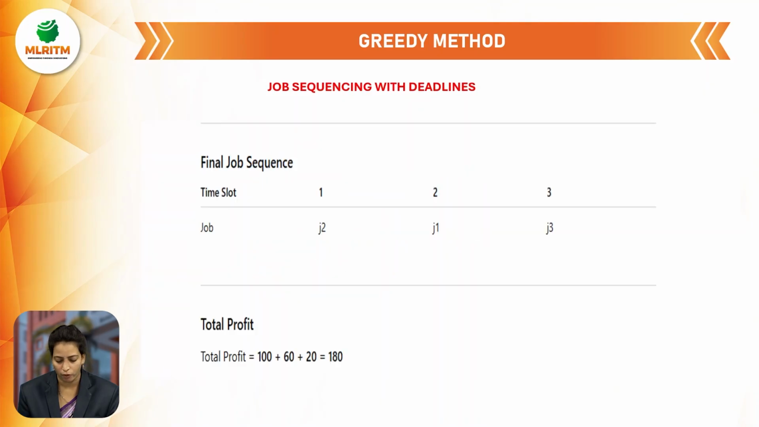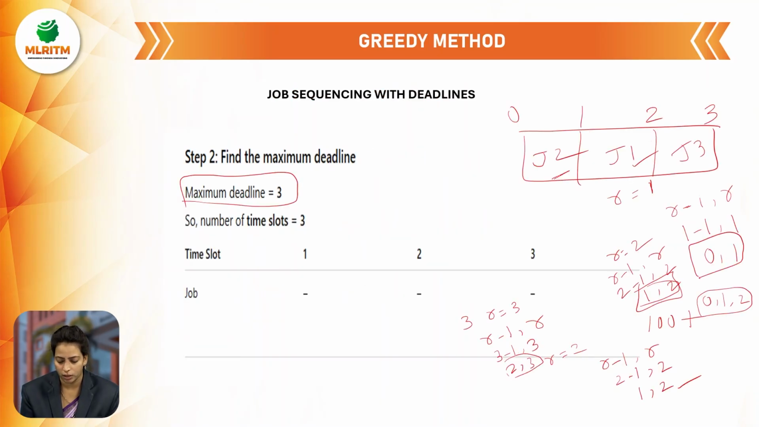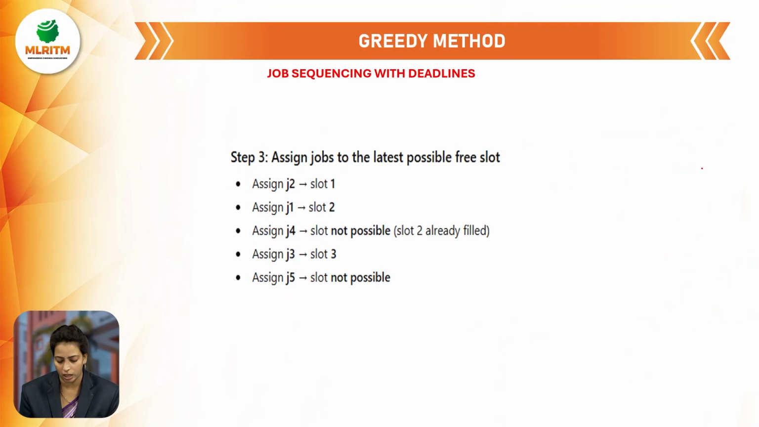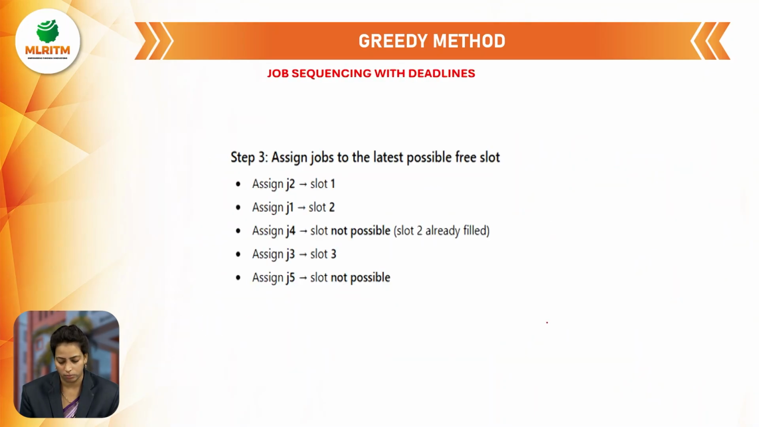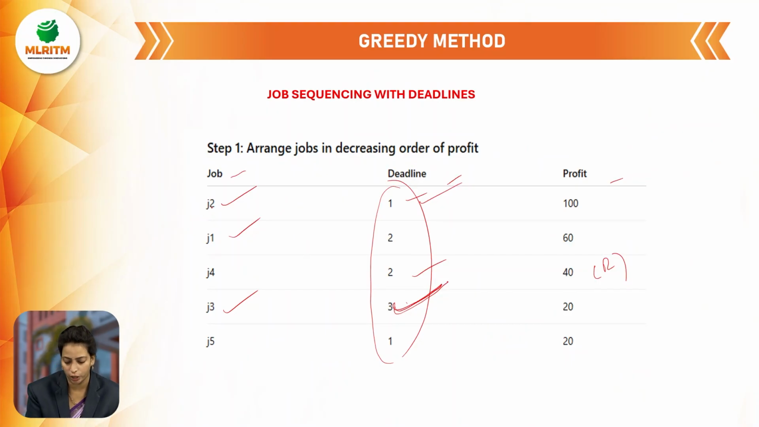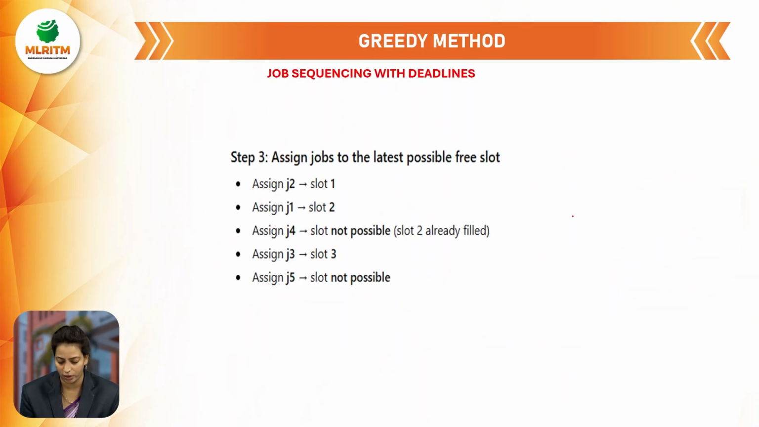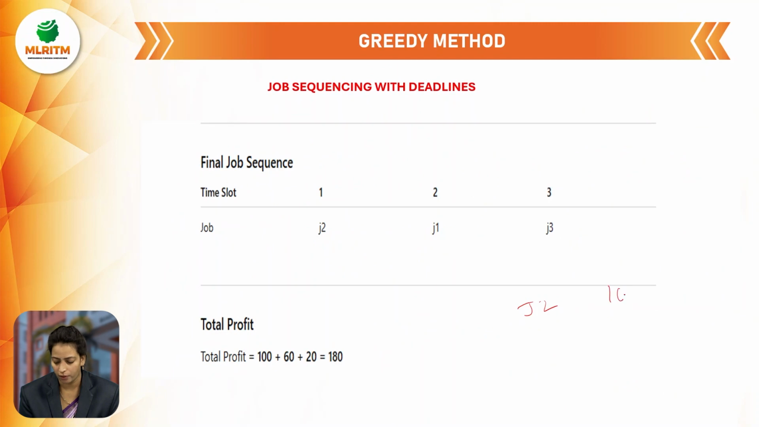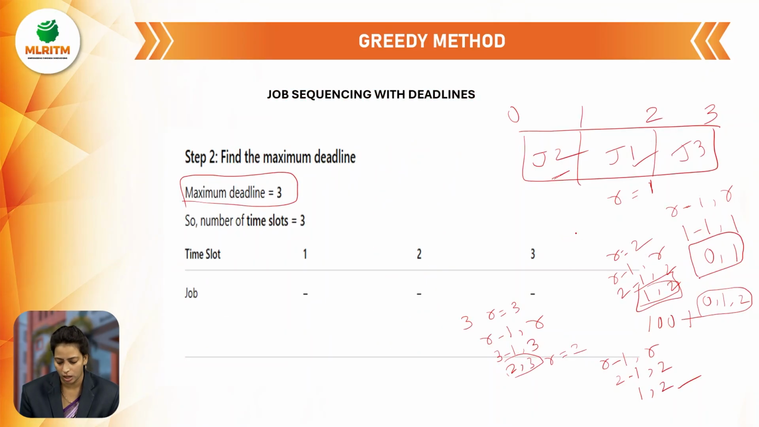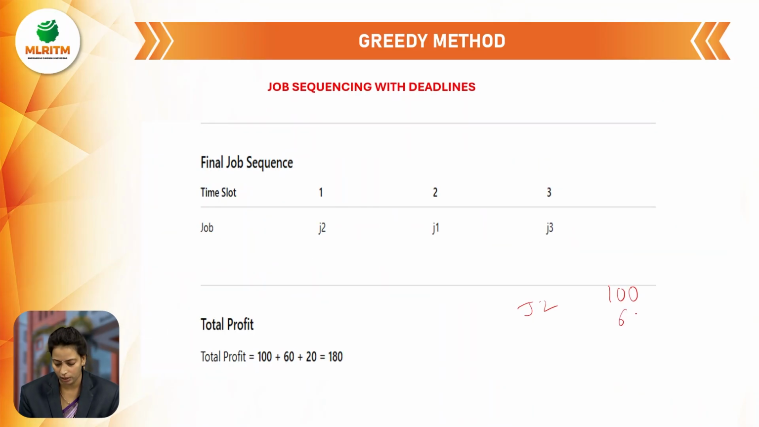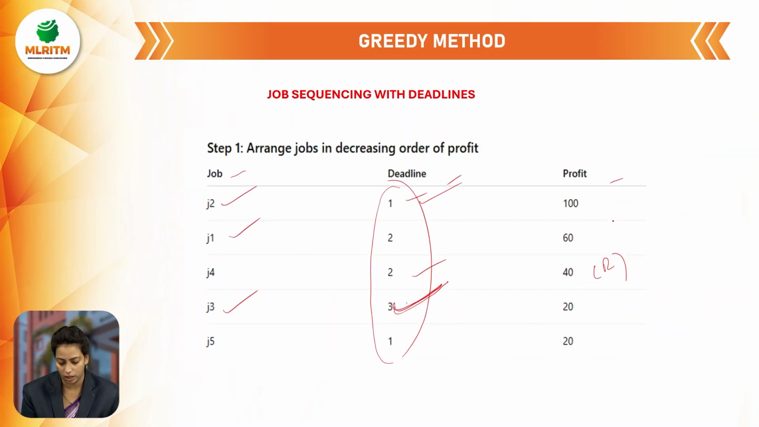So total profit of J2, J1, J3: first the J2 job, what is the profit? J2 profit is 100. Next J1. What is the profit of J1? J1 profit is 60, right? Next is J3. What is the corresponding J3 profit? 20.